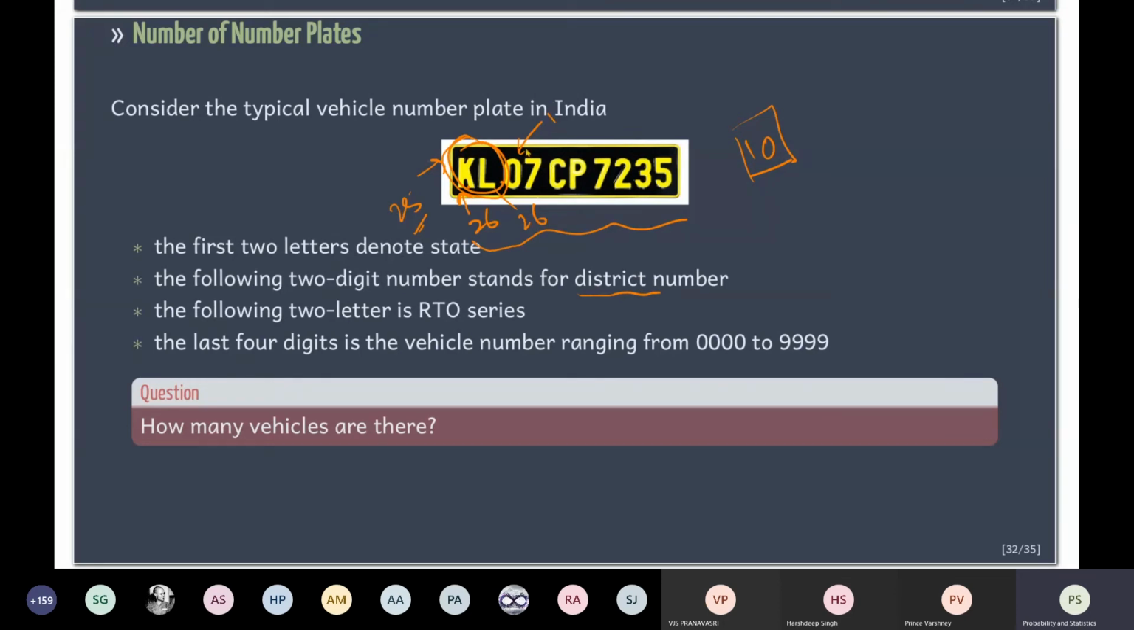If we really want to compute this concretely, the RTO series is also fixed. So those many, let us say M, N, P many of them, and then here you have all the possibilities, starting from 0 to 9. So let us say you have 10 times 10 times 10 times 10. So these many number plates will be there.